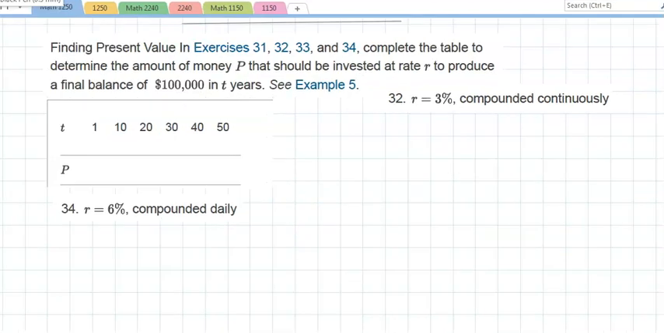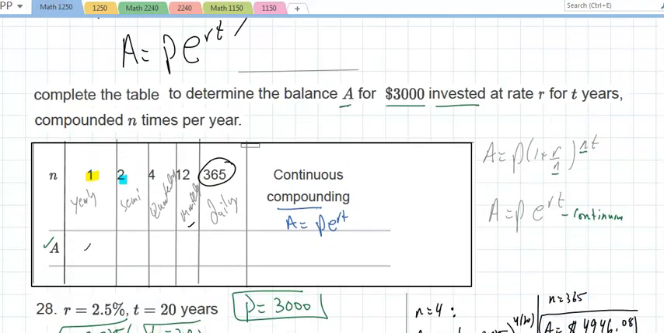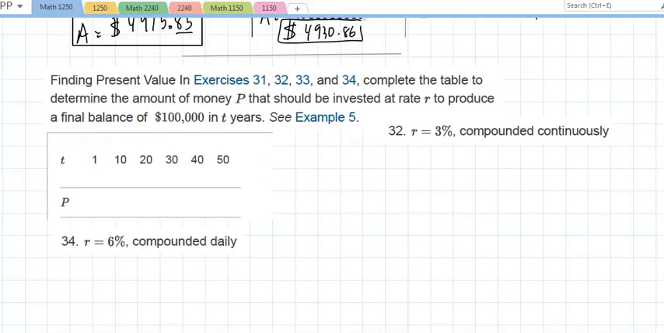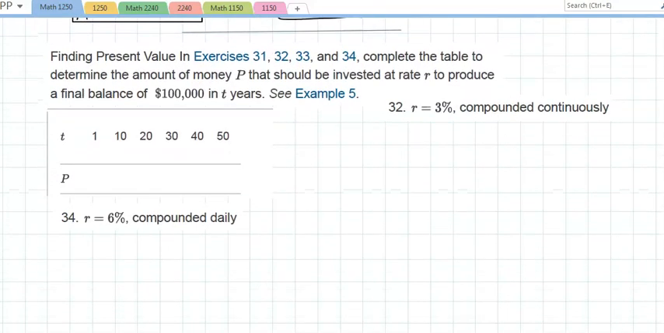The next problem up is number 34. I'm not sure if I gave you a page. Did I give you a page? Yeah, 64. Okay.